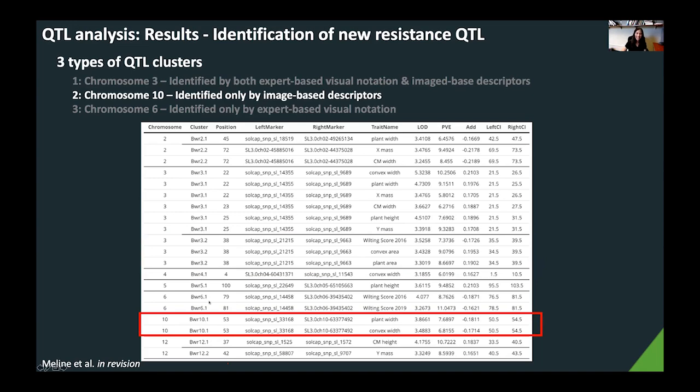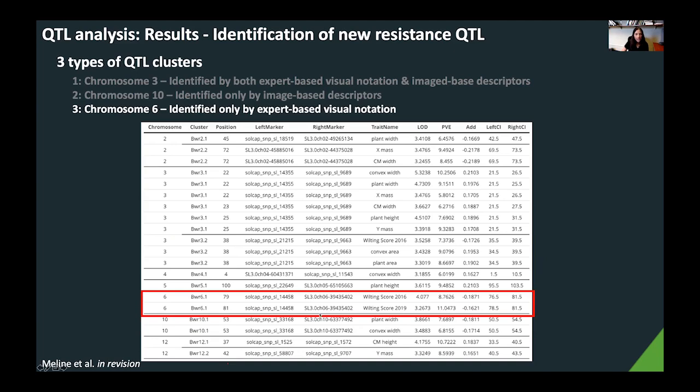Most of our QTL fall into the second type of cluster. These are QTL that were identified only by our image-based descriptors. Okay, so you can see, for example, on chromosome 10 here, this particular QTL that was picked up by traits that both quantify plant width. And then our last group were QTL that were identified only by expert-based visual notation. So this was only one cluster, and we found it both by eye in 2016 and in 2019. We did not identify this particular QTL with any of our image-based descriptors. And we are not sure why, but we do have some ideas. I'll talk about that in a little bit.